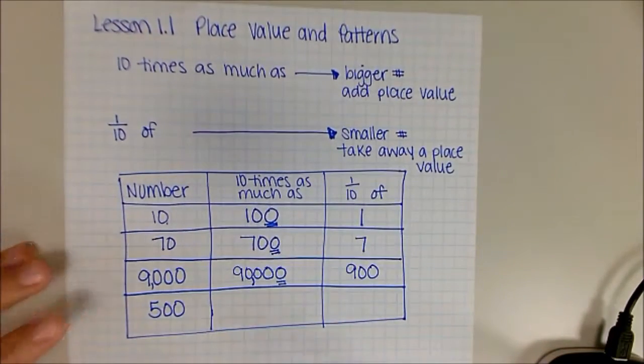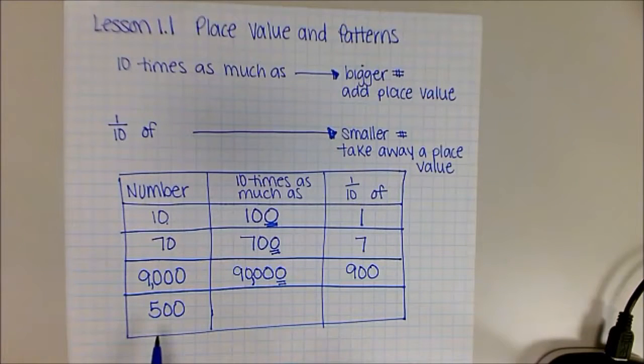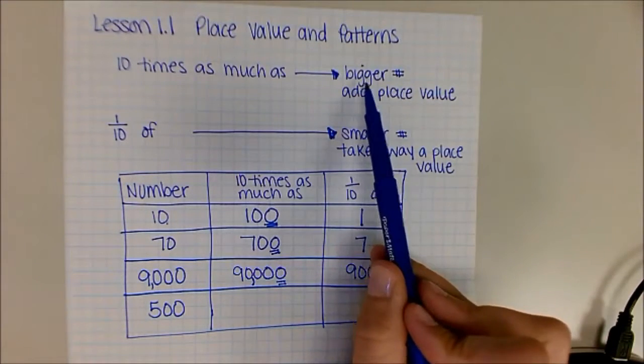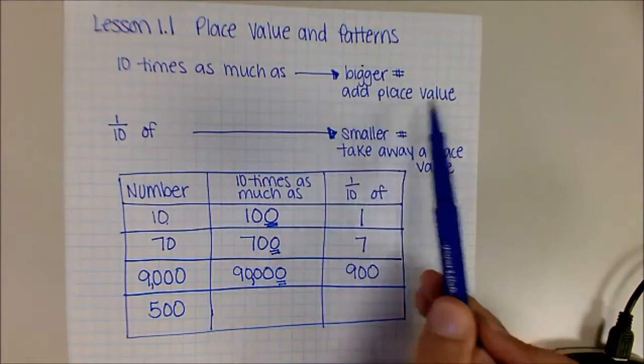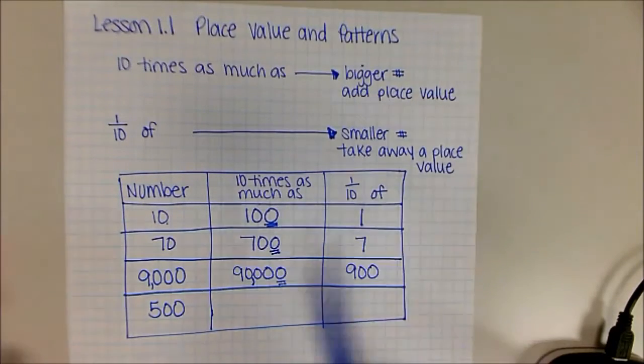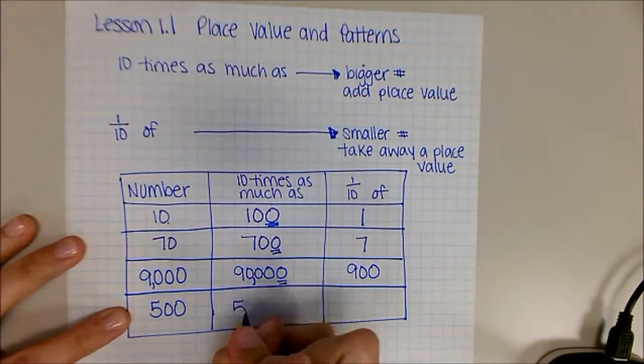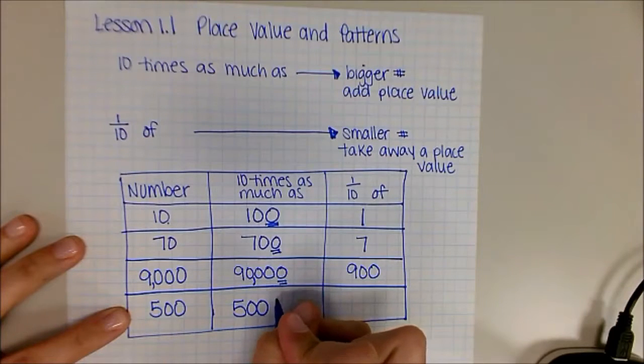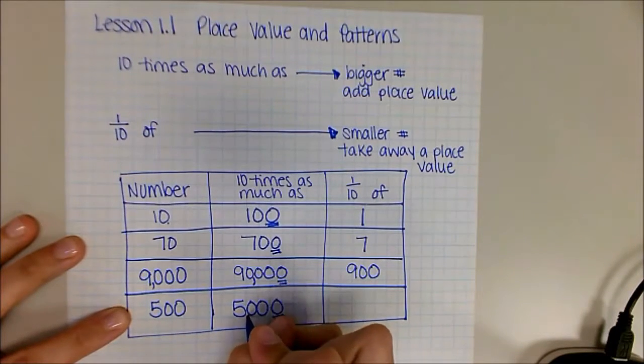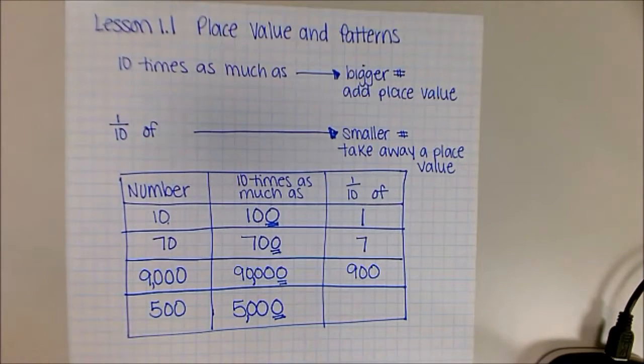So if I look at 9,000 and I'm taking away a place value, that would give me 900. Let's look at this example, 500. If I'm asking what number is 10 times as much as 500, when I'm looking at 10 times as much as, that means I'm looking for a bigger number, and I need to add a place value onto the original number. So I'm going to write my original number 500, and I'm going to add a place value on, so now it becomes 5,000.